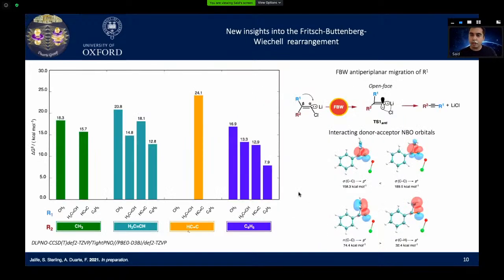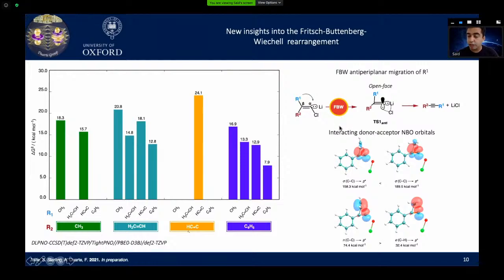But what about the migration of the substituent groups? What factors are playing a role to stabilize the transition state structures? So, if we analyze the first step of the antiperiplanar migration, we have different electronic factors operating here.